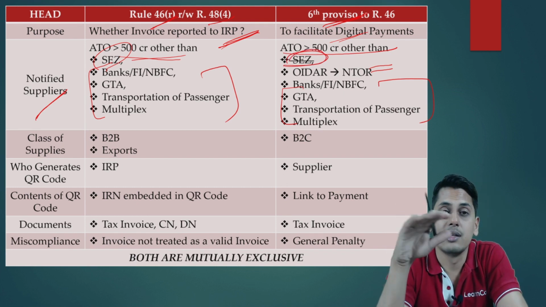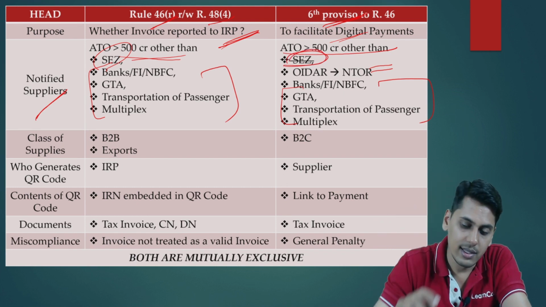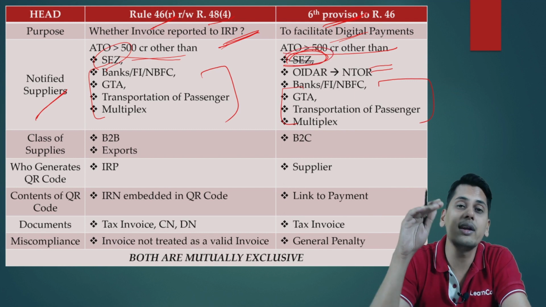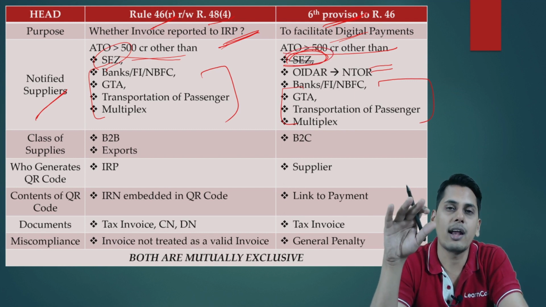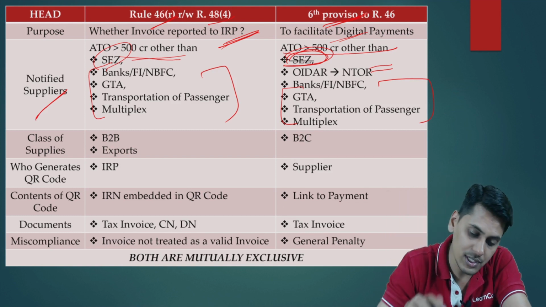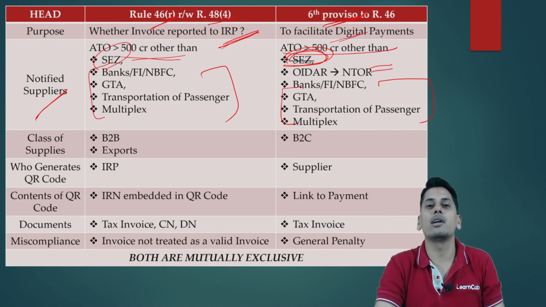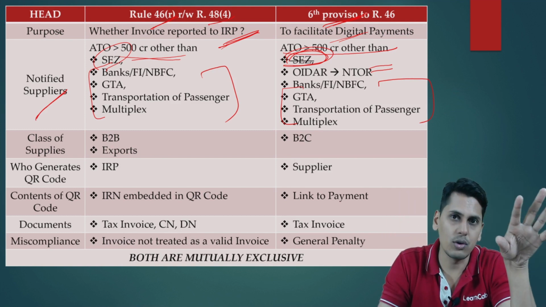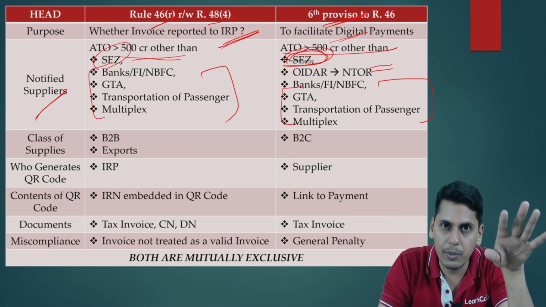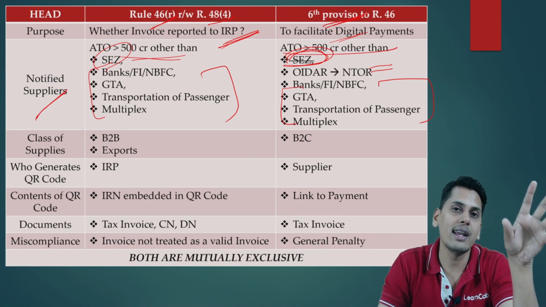Friends, please understand here, special economic zone, there is no relaxation. In sixth proviso to rule number 46, there is no relaxation which is given to a special economic zone unit. That means a special economic zone unit whose aggregate turnover, if it is exceeding 500 crore rupees, for the invoice which is issued by them, it has to contain a dynamic QR code.